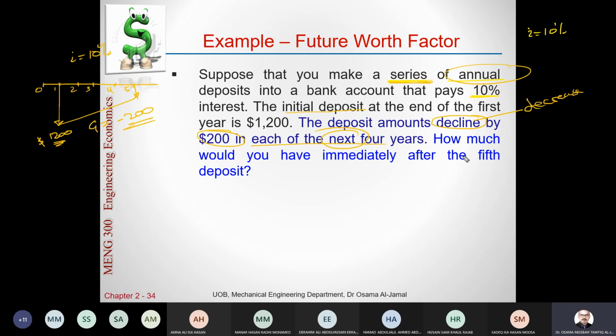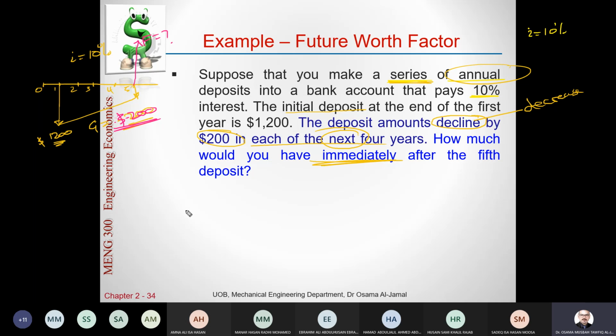It says here now, how much would you have immediately after the fifth deposit, i.e., how much to have in here, that F. We need to do that calculation. Notice now, what do we have? We have two components. Why? Because what we have is a constant amount of $200. A constant amount of $200 is the arithmetic gradient.